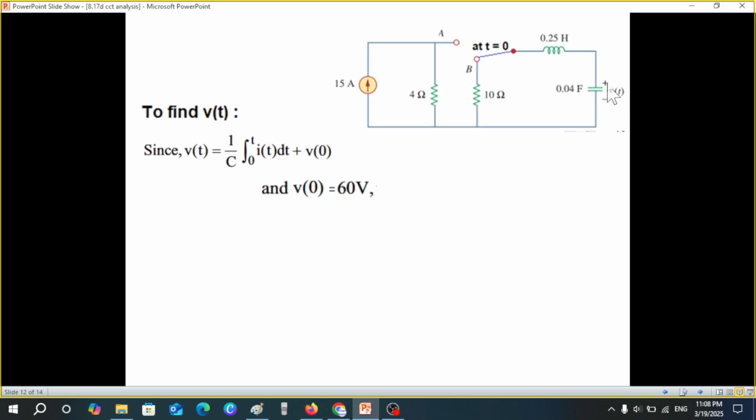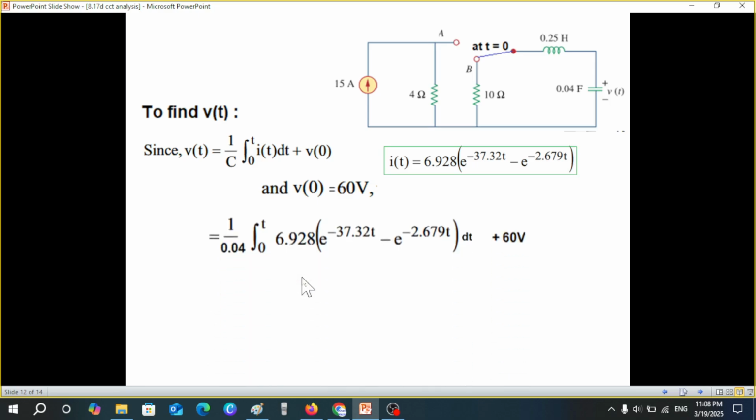We know the equation of the voltage across a capacitor is 1 over C integral of I(t) dt plus some constant. And the constant is V0, which we have already calculated to be 60 volt. And for I(t), we got the general formula in the previous slide. So we plug in and integrate. So plug in the value of I(t) and the constant and integrate.